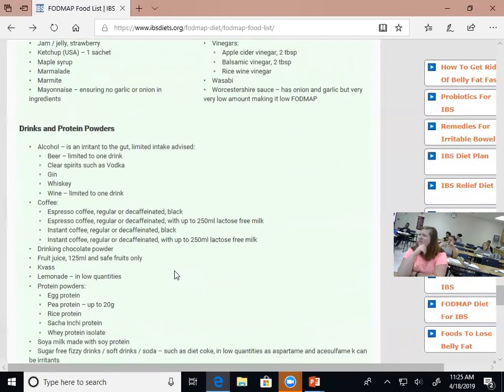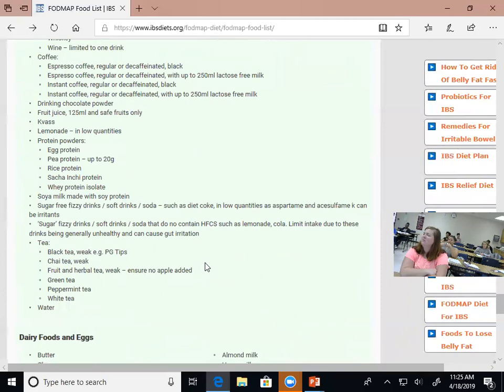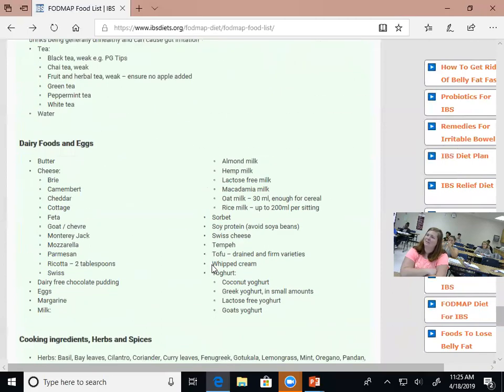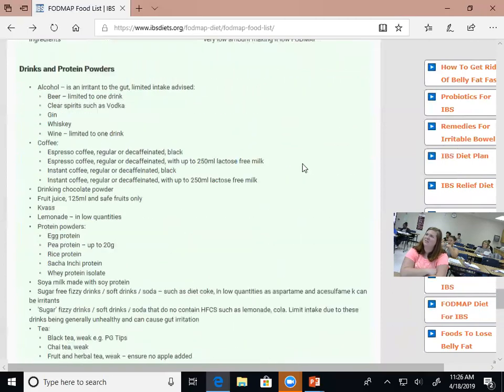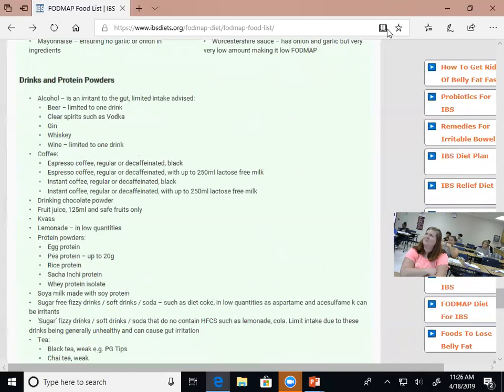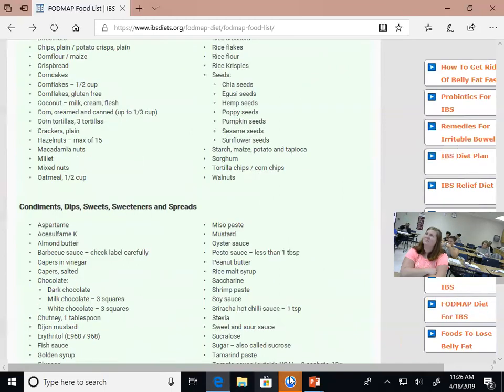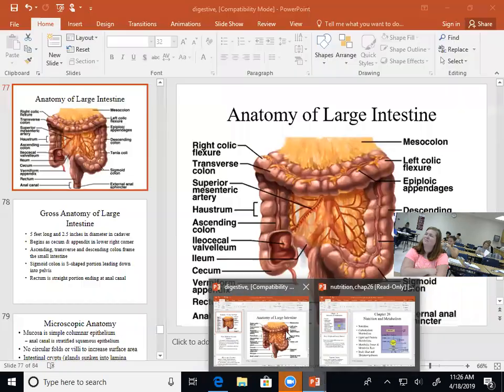Look, you can have alcohol. But it says it's an irritant, so okay. Why is it even still on there? Digestive stuff. Okay. Anyway, just how hard is that, right? That's just so hard.